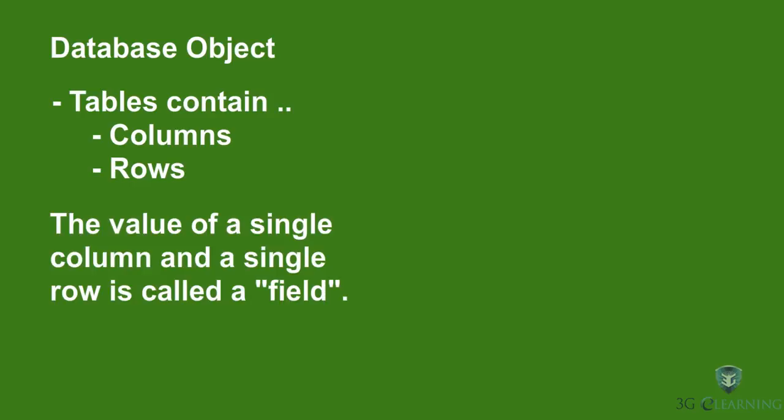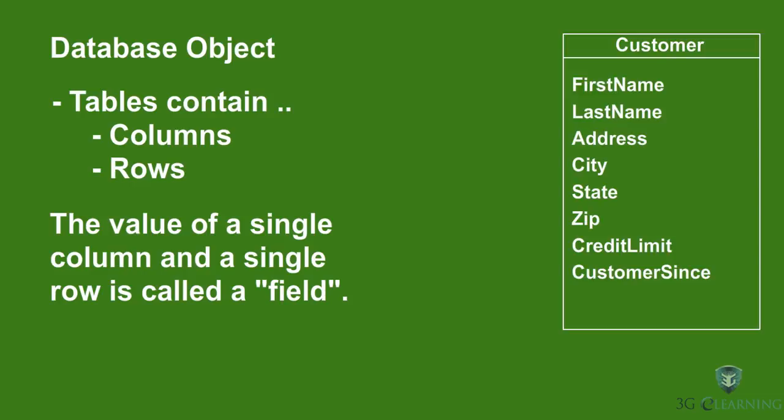Now let's look more at database objects and, firstly, tables. The table is the foundational database object. A table consists of columns and rows. A single column and a single row is usually known as a field. The columns define the type of data that will be stored in the table. The rows, or records as they are also known, define the actual data. A basic customer table may have columns containing first name, last name, address, customer since date, credit limit, etc.